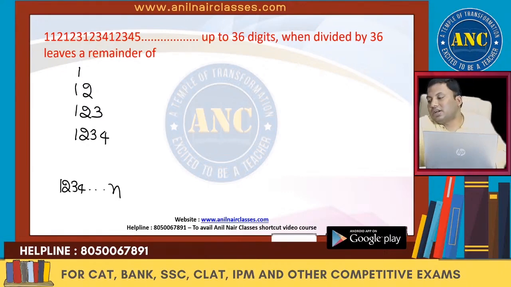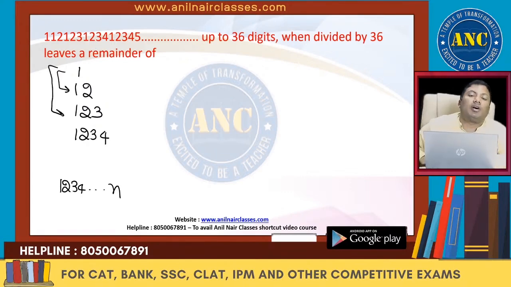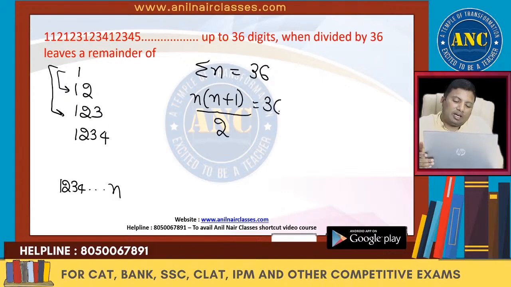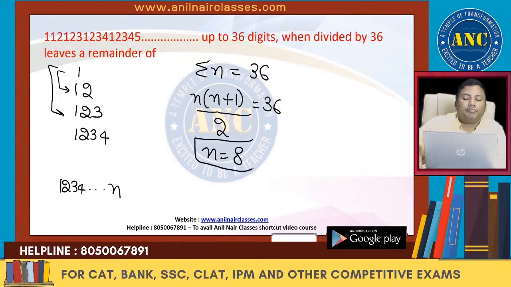Up to 36 digits. For the first two numbers, how many digits did I write? 1 plus 2, that is 3. For the first three numbers, how many digits? 1 plus 2 plus 3 is 6. For the first n numbers, the total number of digits is the summation of n, which is n into n plus 1 by 2. It is 36, so n is 8. Clearly visible: 8 into 9 by 2 is 36. So n is replaced by 8.